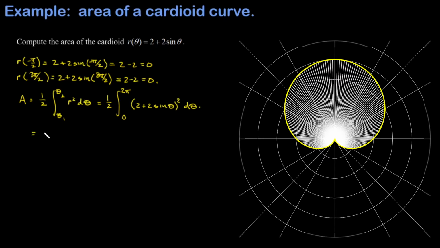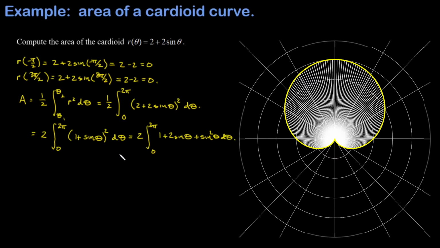I'm going to go ahead and pull out a 2 out of that 2 plus 2 sine theta, and then it gets squared, so that's a 4. If I bring that out in front of the integral, the 1/2 cancels a factor of 2, and I end up with a 2 there. And we'll go ahead and expand that squared binomial.